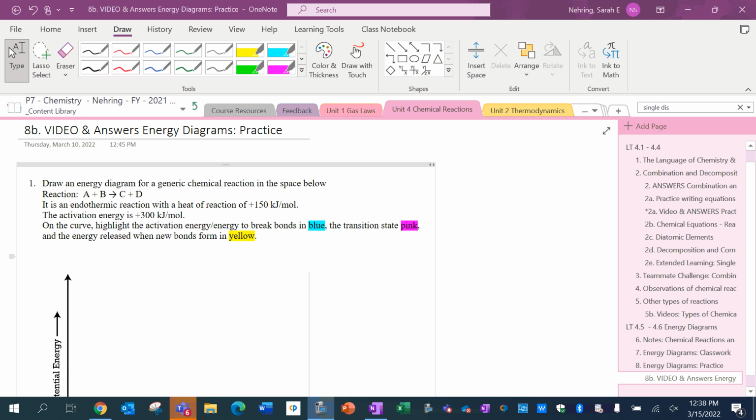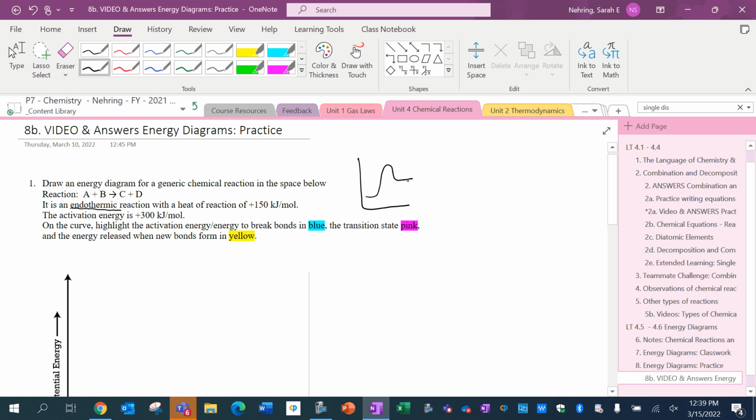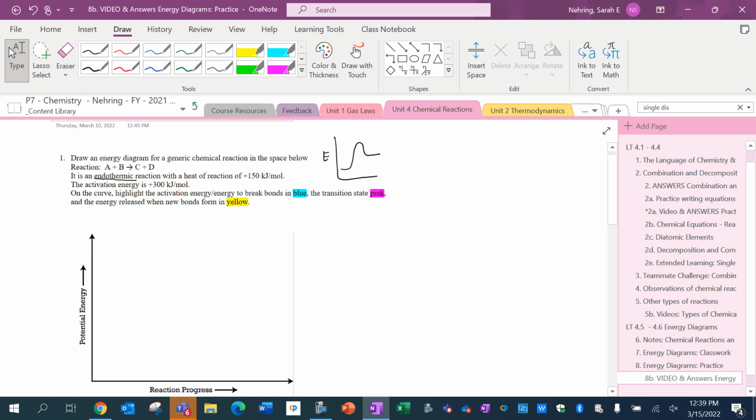All right, welcome. In this video, we're going to talk through some energy diagrams. So the first question is we're looking at a chemical reaction, A plus B makes C plus D. And if we look at some things that we know from the problem, it tells us this reaction is endothermic. And if a reaction is endothermic, we know it's going to have this general shape. So the energy is going to end up higher than where it started. And the heat of reaction is 150 kilojoules.